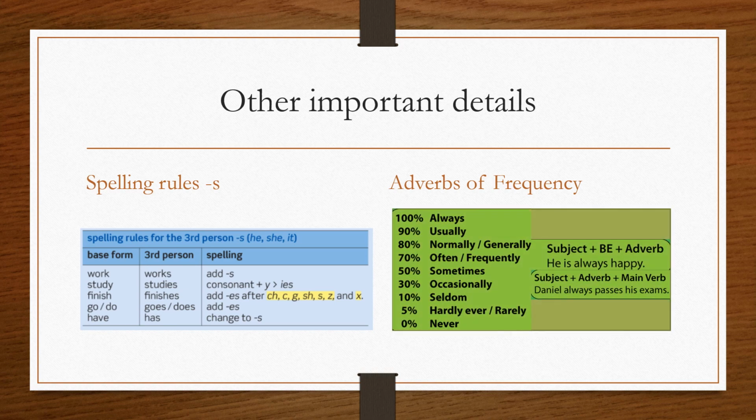Also remember that in simple present, we use adverbs of frequency. We have here the scale in which we use it. And remember the adverb of frequency is going to be after the verb be or before any other verb, right? So we are going to say here, for example, Daniel always passes his exams or he is always happy. Those are the ways in which we use adverbs of frequency. According to how often we do the activity, we choose one or the other.